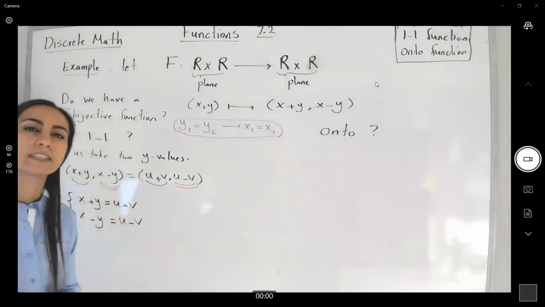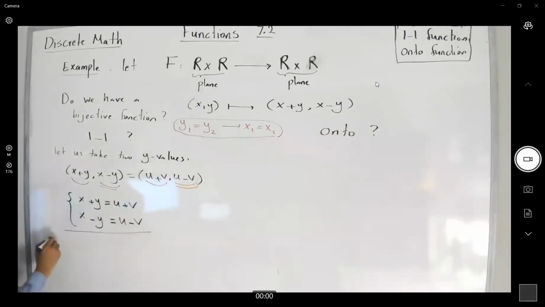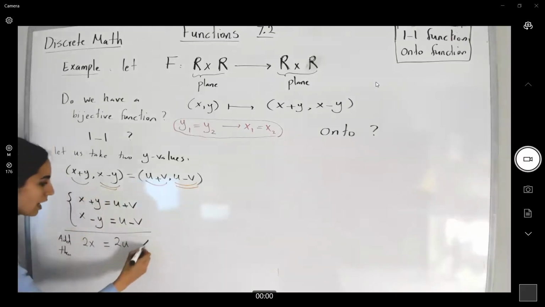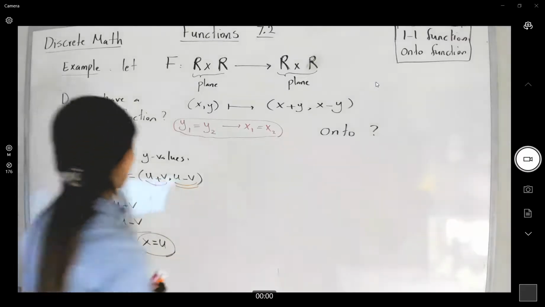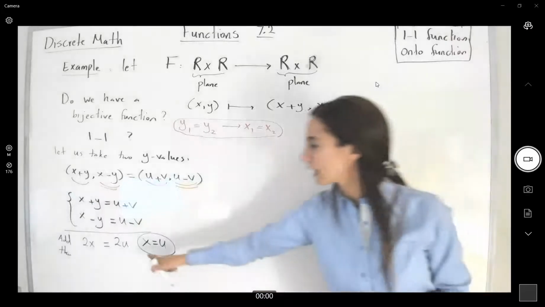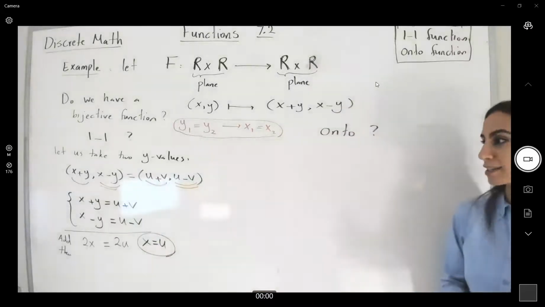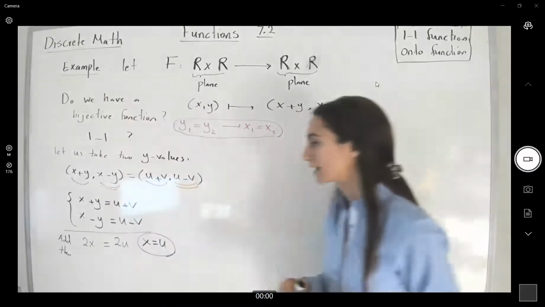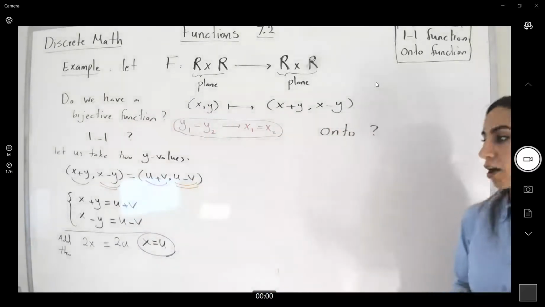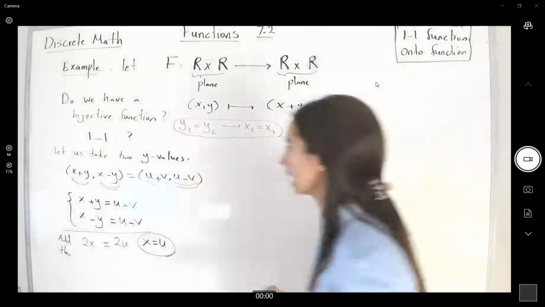So let's add these 2 together. If you add these 2, you get 2x plus 0 equals 2u plus 0, divided by 2, x is equal to u. So far, I showed that x and u are the same. Well, how do I show that y and v are the same? Okay, it's not that hard.